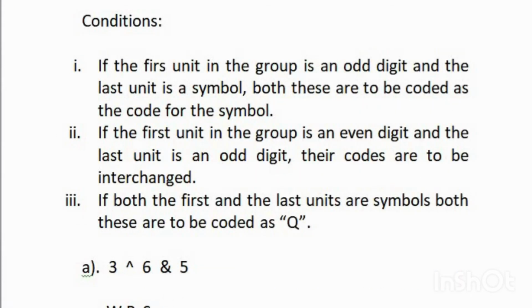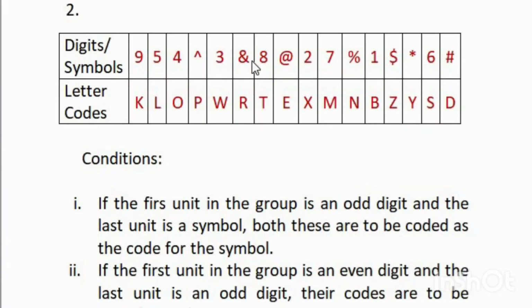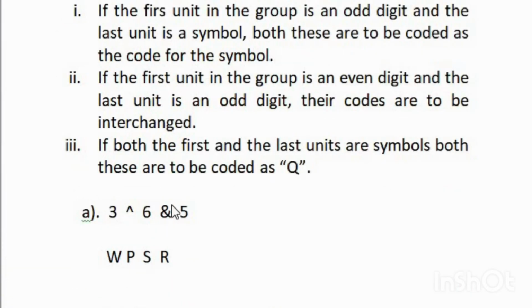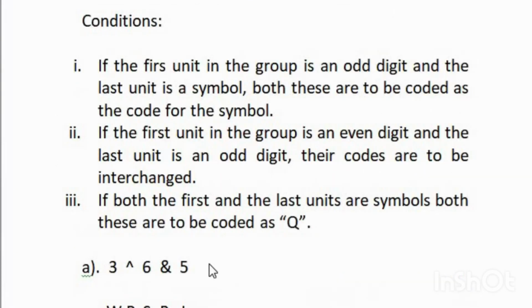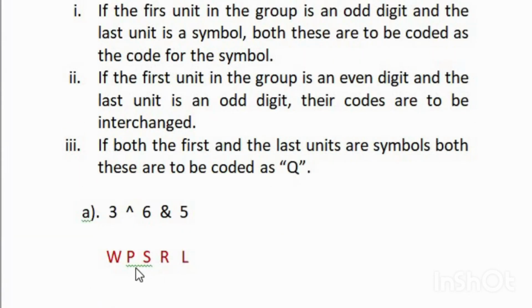The next is a symbol AND. From the table, the letter code corresponding to AND is R. So AND can be replaced with R. And the last one is 5. From the table, the letter code corresponding to 5 is L. So replace 5 with L. So the answer is WPSRL.